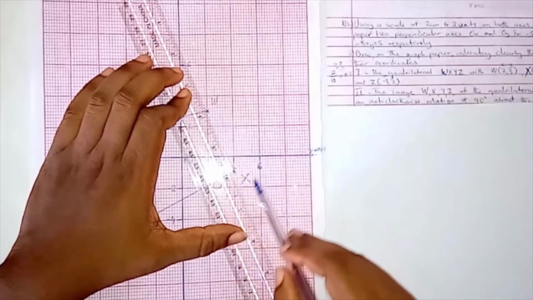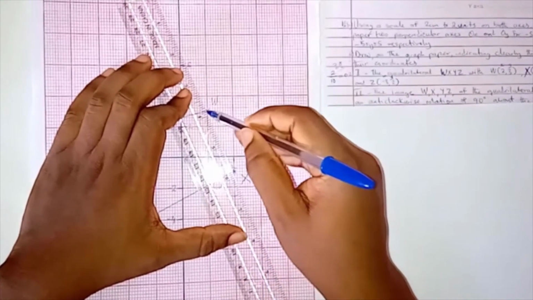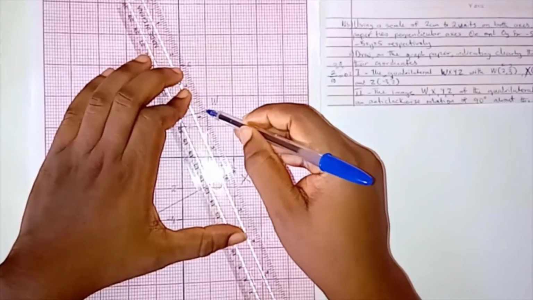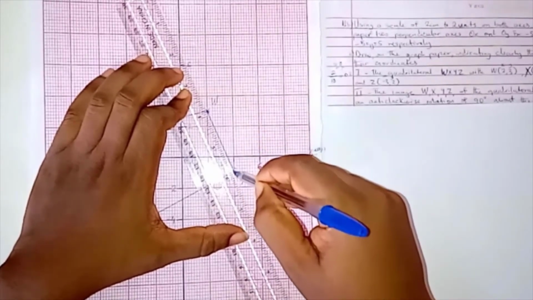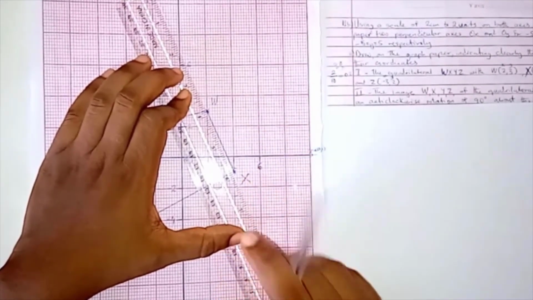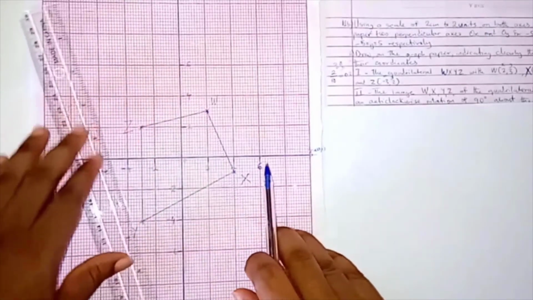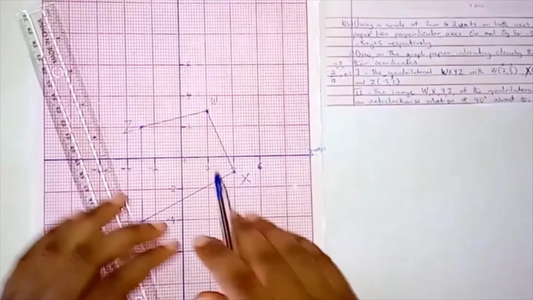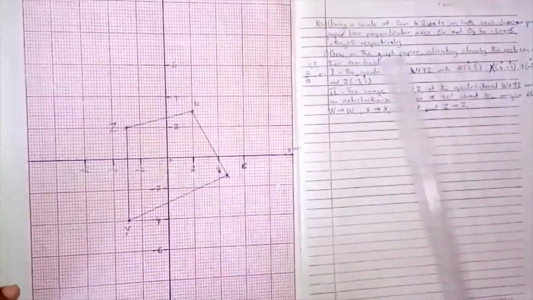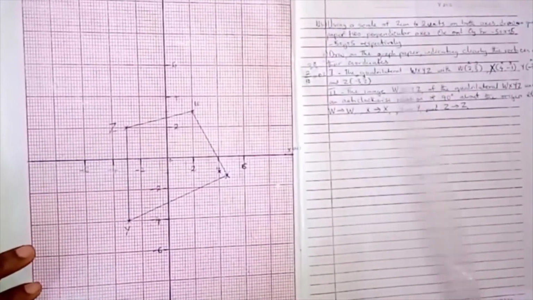Don't make a mistake and draw your point to here. I actually made that mistake too. So make sure you label your X boldly so it doesn't look like a point. So we have this quadrilateral here. So this is the answer to part I. That's the answer to this.